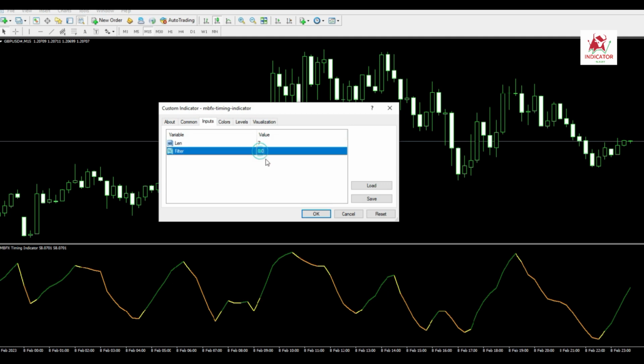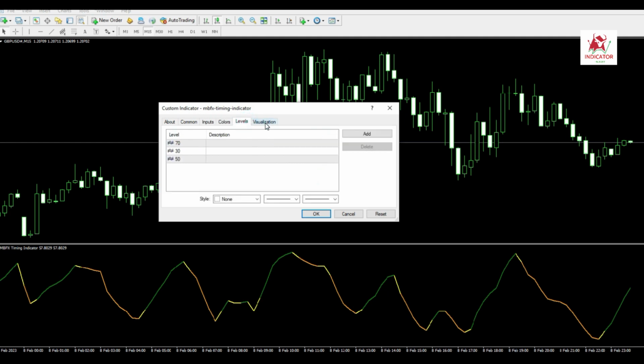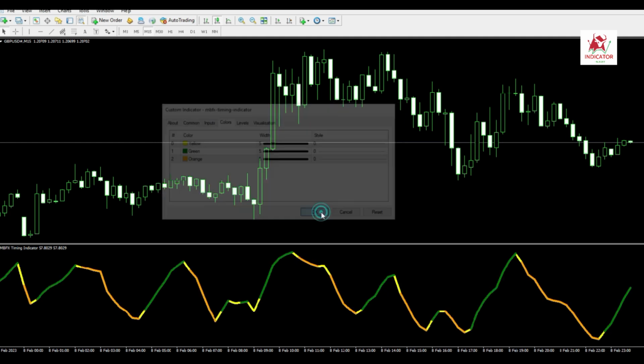This indicator is based on the moving average convergence divergence, MACD, which tracks the difference between two moving averages. Combining this information with oscillator signals, the mbfx timing indicator helps traders determine when to enter or exit a trade. The mbfx timing indicator works by displaying multiple time frames on one chart. This allows traders to see a currency pair's short-term and long-term trends at once. By doing so, they can quickly identify their trade's potential entry and exit points.